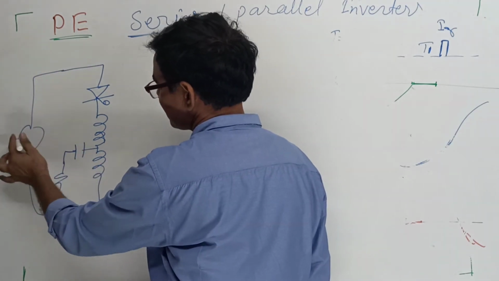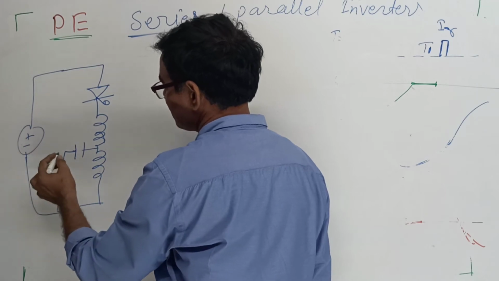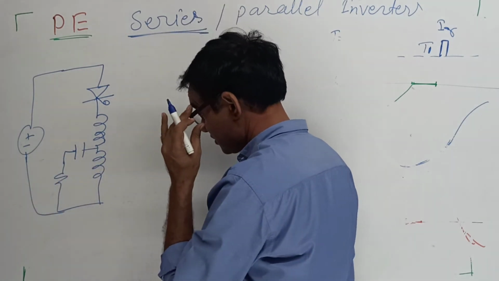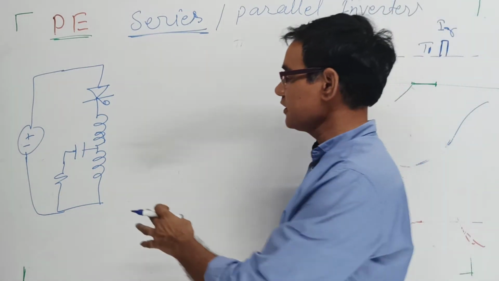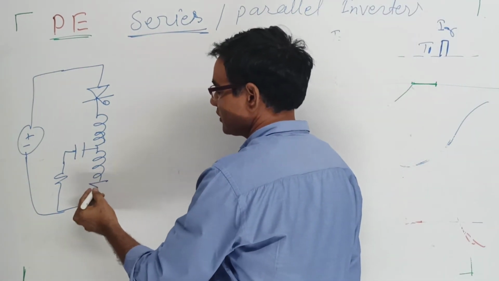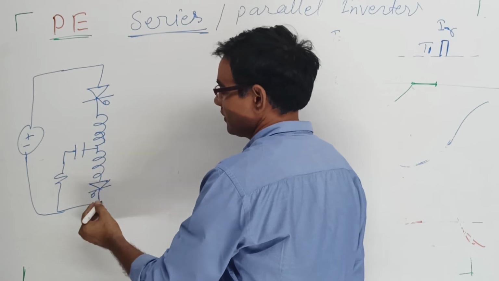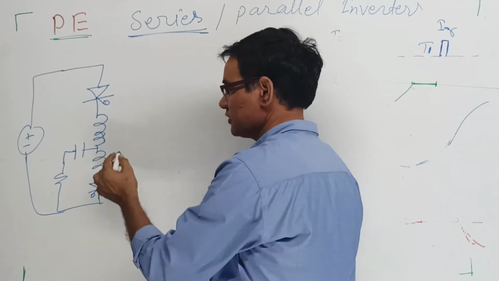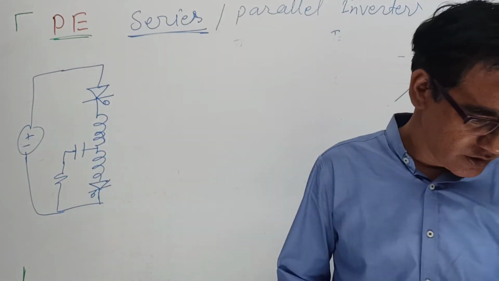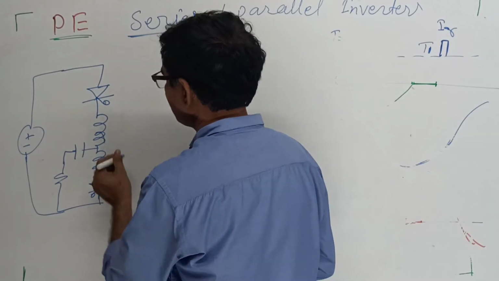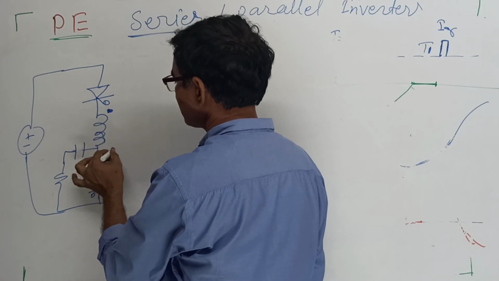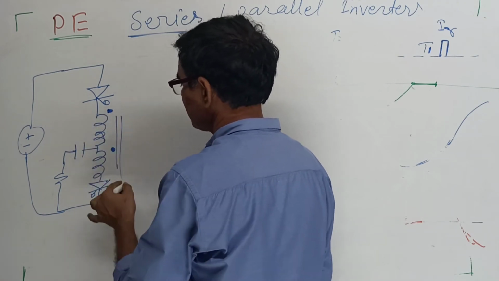Not the AC, it is the DC, because we are studying the inverters. So here, one switch is connected over here, and the other switch is connected over here. This is the two-way flow of power. One dot over here, the other dot over here, and this is the parallel.